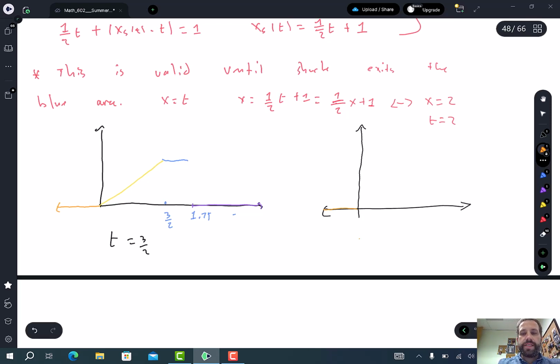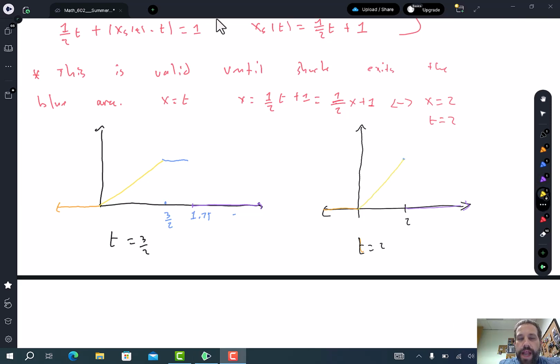When we get to t is equal to 2, now the blue part is just kind of a dot there, and the purple part is going to be 0 here, and the yellow part is going to interpolate like that. And so now we're going to have a shock that forms right here.